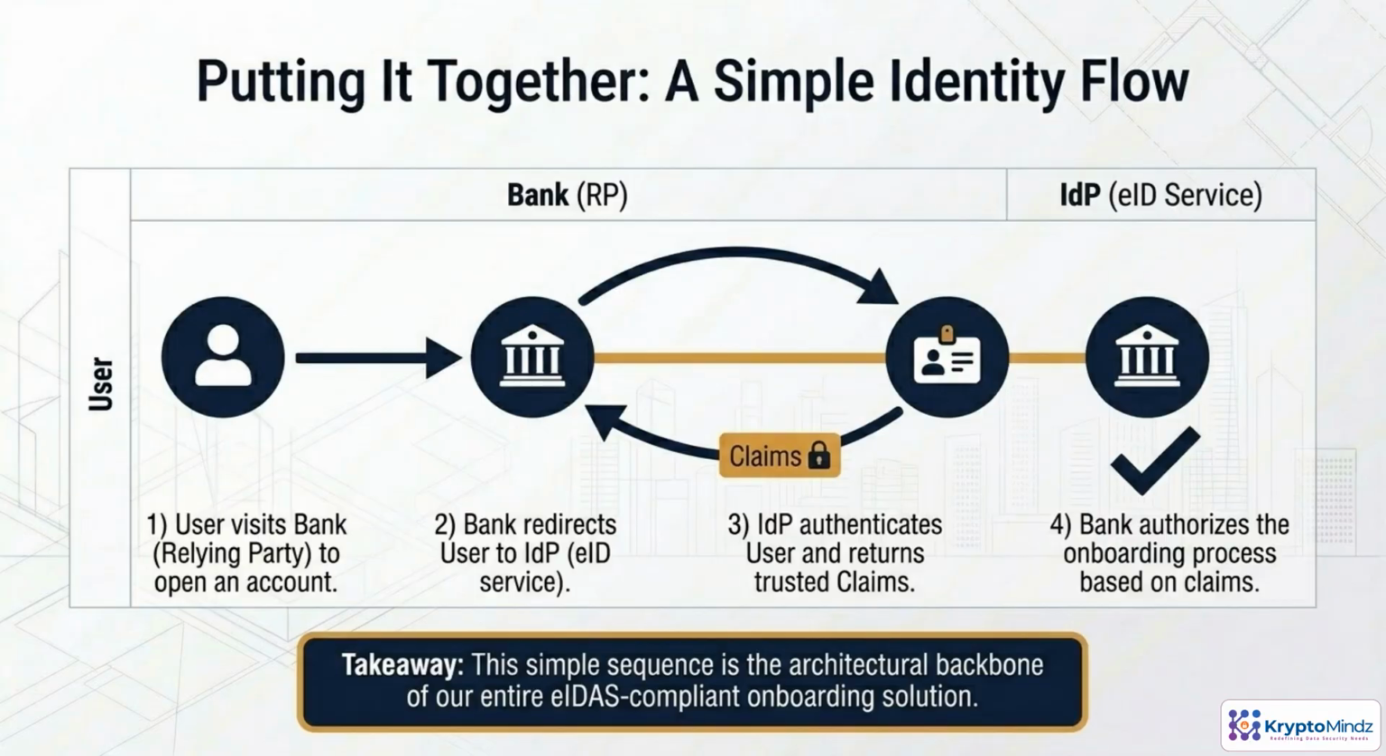Now let's connect those roles in a simple flow. The user wants to open an account. The bank wants to trust who the user is. The IdP already knows the user through a strong credential, like a national eID. So the bank outsources the heavy lifting. The IdP authenticates the user and returns signed claims. With those trusted attributes, the bank can both prove identity and decide what the user is allowed to do.